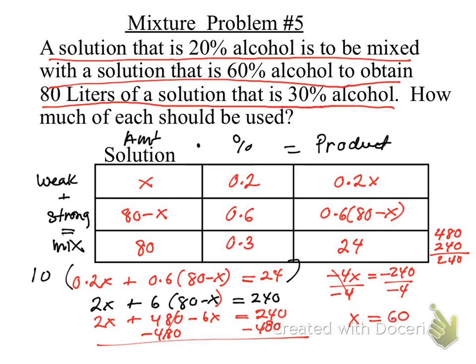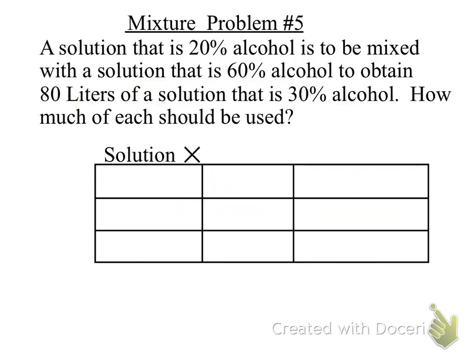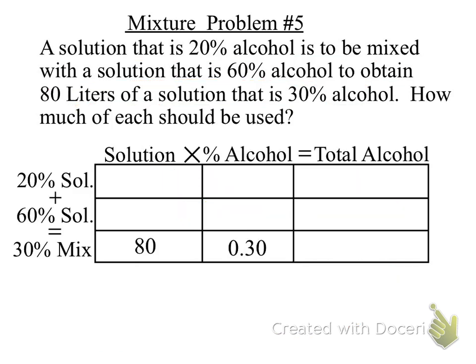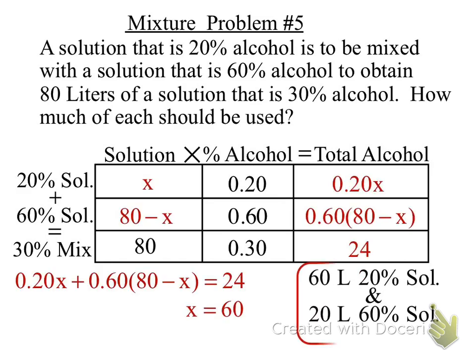And x is equal to 60. 60 what? 60 liters for the x. And the strong solution is 20 liters to get a solution of 80 liters. And they want how much of each solution should be used. In your answer column, you have to say weak, strong, or the 20% and the 60% is how many. Do you understand? And that, I believe, is our last problem. Yes. Can you take a picture of my image? All right, that's it.